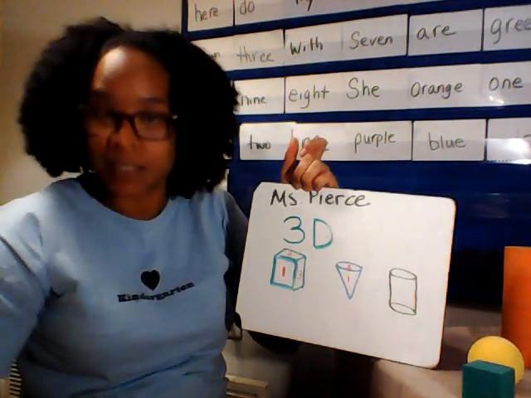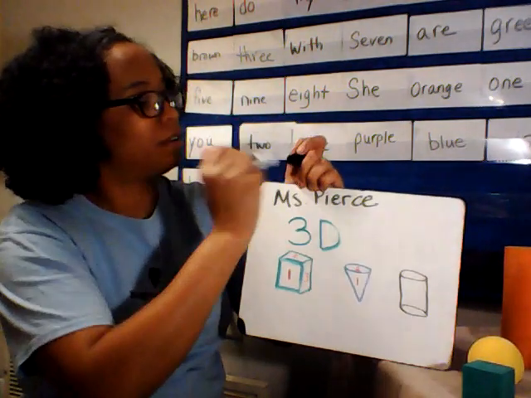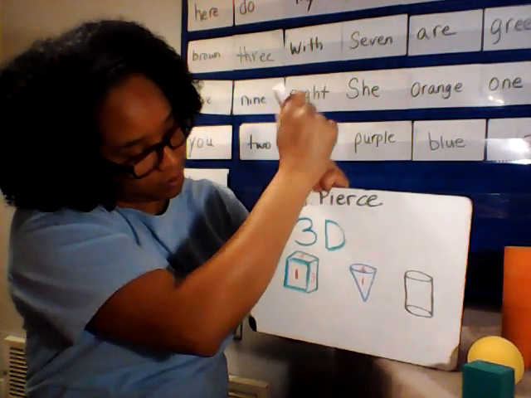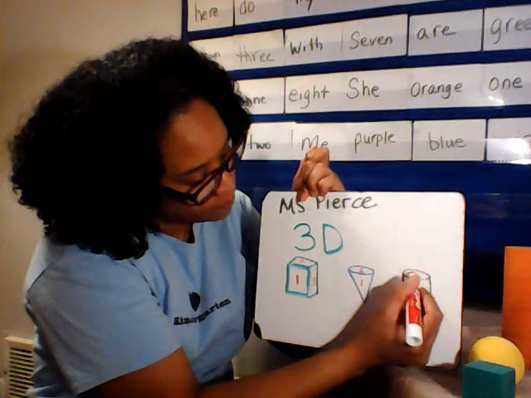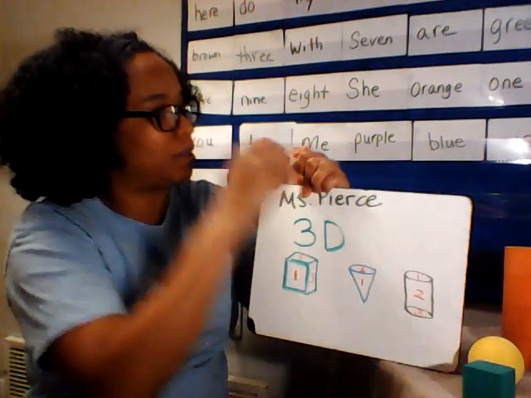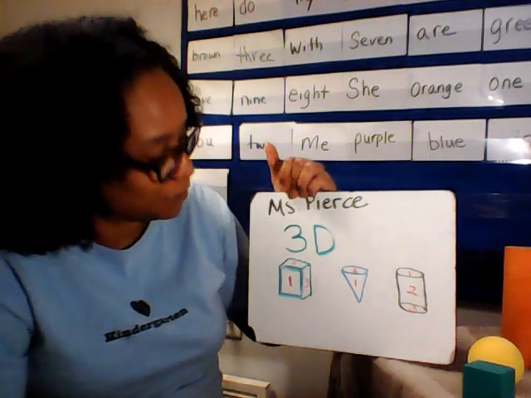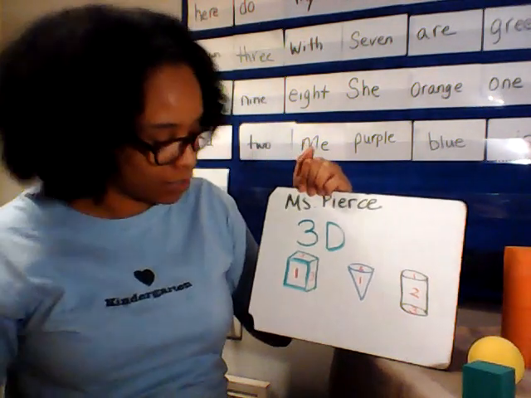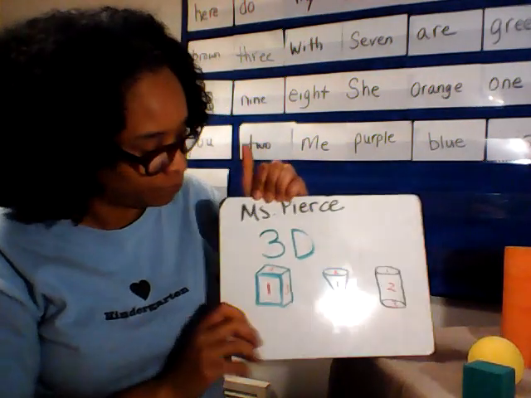Now, can we see more than one side? Yes, we can. I see one, I see two, and I see three. And you just drew your three-dimensional shapes. Beautiful job, good job. Pat yourself on the back. I'm so awesome. You're so awesome.